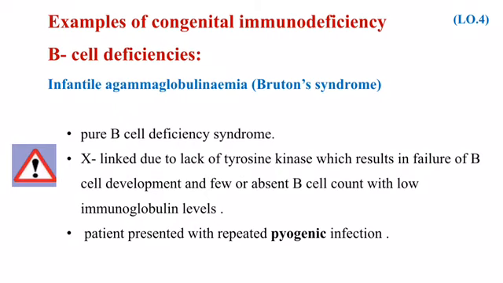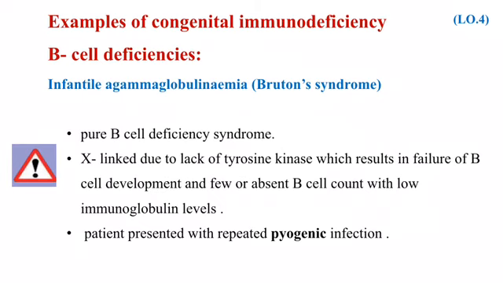Examples of congenital immunodeficiency: B cell deficiencies, infantile agammaglobulinemia, Bruton's syndrome. Here there is a pure B cell deficiency syndrome, with a defect in B cells. It is X-linked, meaning a defect in chromosome X due to lack of tyrosine kinase, which results in failure of B cell development and few or absent B cell count with low immunoglobulin level.